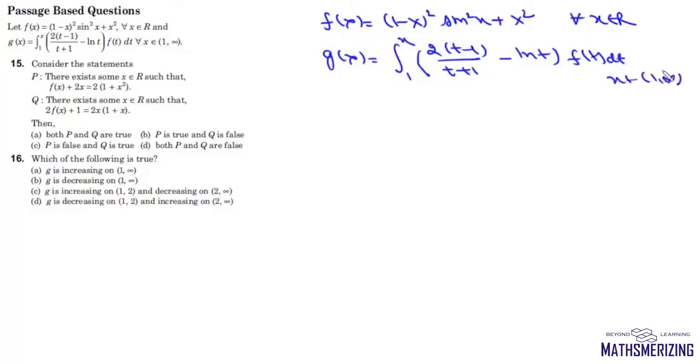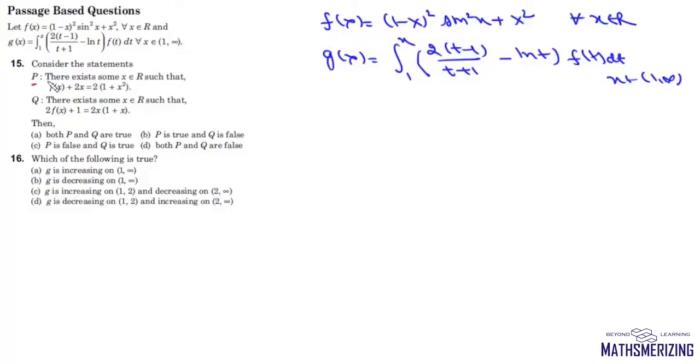Now the first question is, consider the two statements. P: there exists some x belongs to R such that f(x) + 2x = 2(1 + x²). And second one, Q: there exists some x such that 2f(x) + 1 = 2x(1 + x).